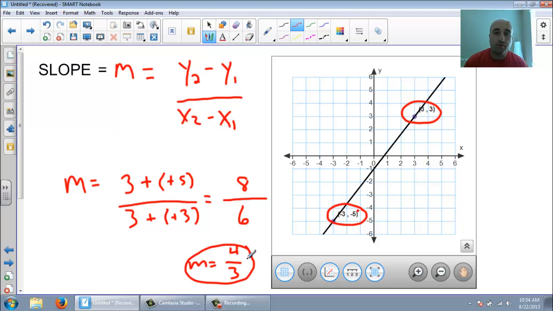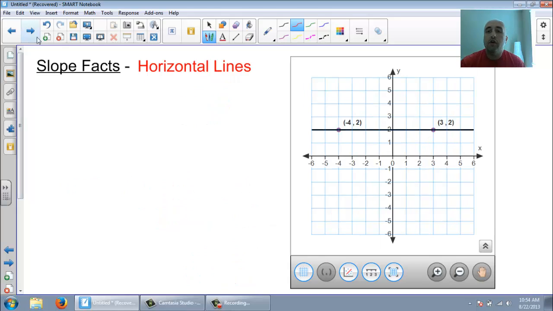So a couple things we need to know about slope. We need to figure out what the slopes of all horizontal lines are. Okay, so right here I have a horizontal line that runs left to right. Let's quickly figure out what the slope is. Using our formula, we're going to subtract our y's first. Our y's for both points are 2 and 2. So we have 2 minus 2.